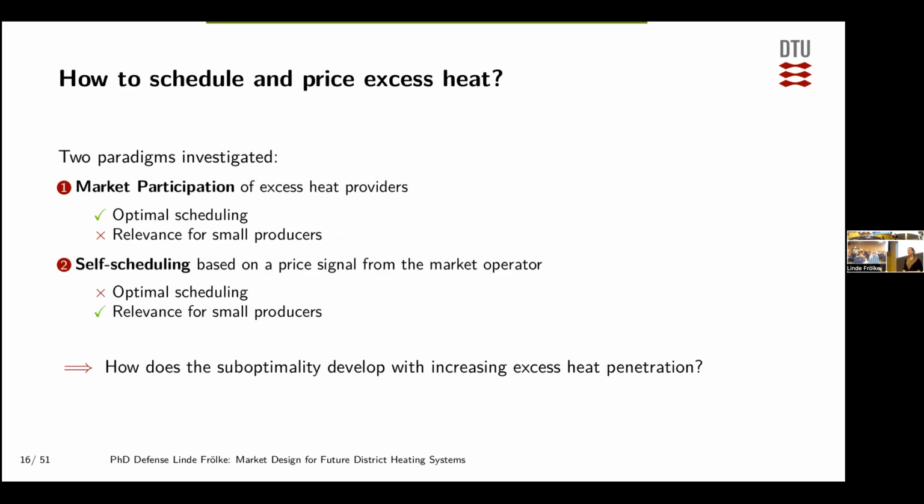The first one is their direct market participation, which has as an advantage that here their scheduling is coordinated with other market participants, so we can come to an optimal scheduling. However, as I mentioned, this might be not so relevant for small producers because the transaction cost of market participation may be too high. So as an alternative, we study this self-scheduling method based on a price signal that is sent to these excess heat providers by the market operator. A disadvantage of this approach is that we lose this optimality of the scheduling because the scheduling is no longer directly coordinated alongside the other market participants, but it may be more relevant for small producers. And the particular question we are trying to answer here is how does the suboptimality of the self-scheduling method actually develop with increasing excess heat penetration?